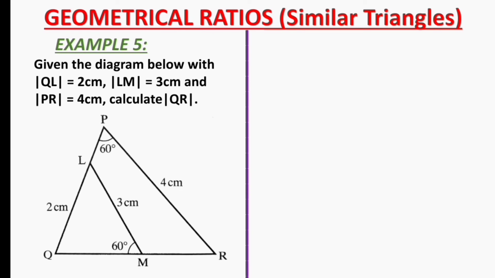Now let's see our last example for similar triangles. Example 5. Given a diagram below with QL is equal to 2 cm, LM is equal to 3 cm, and PR is equal to 4 cm. Calculate the length of QR. The diagram for the question is shown below. Let's see the solution to question 5.